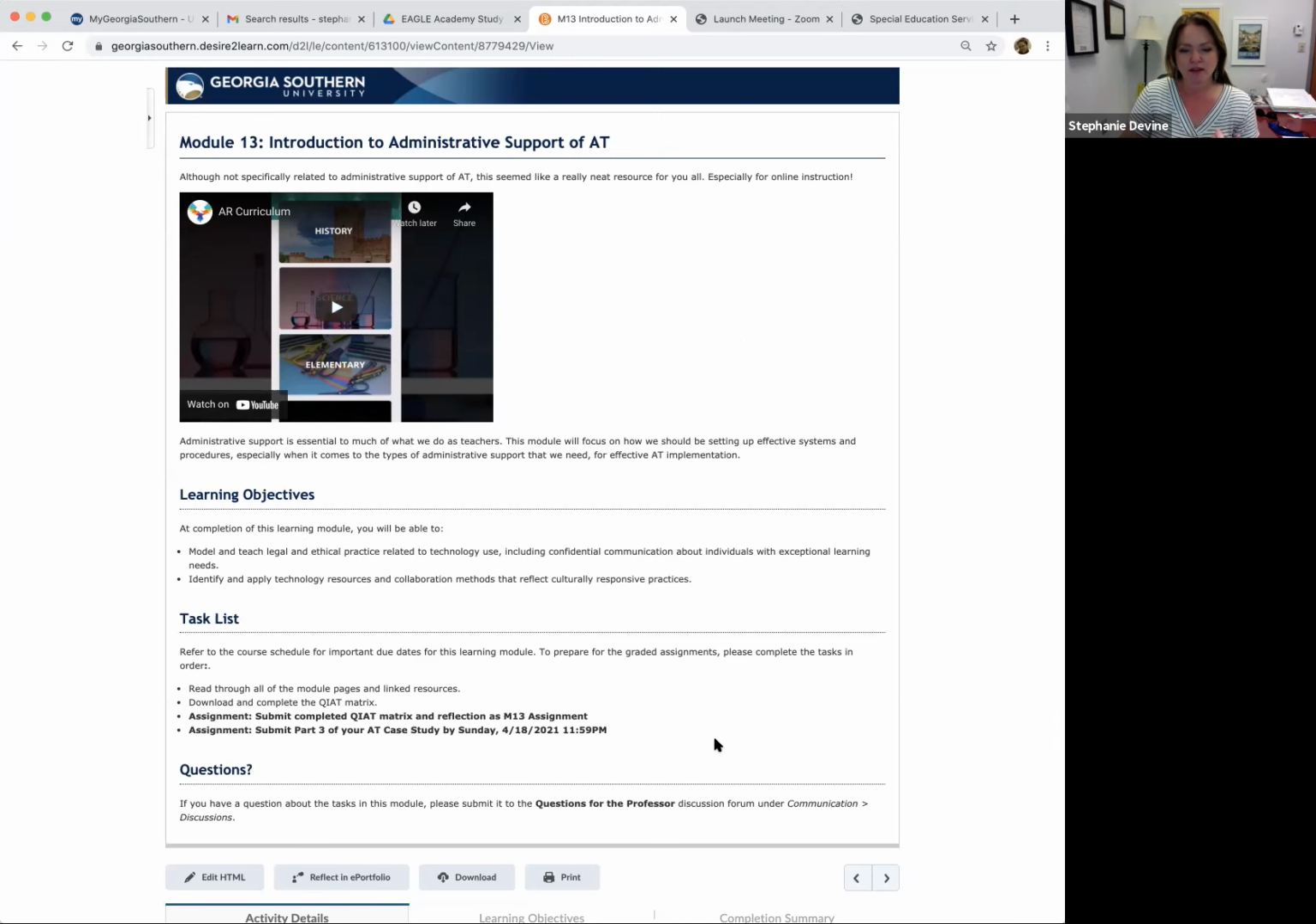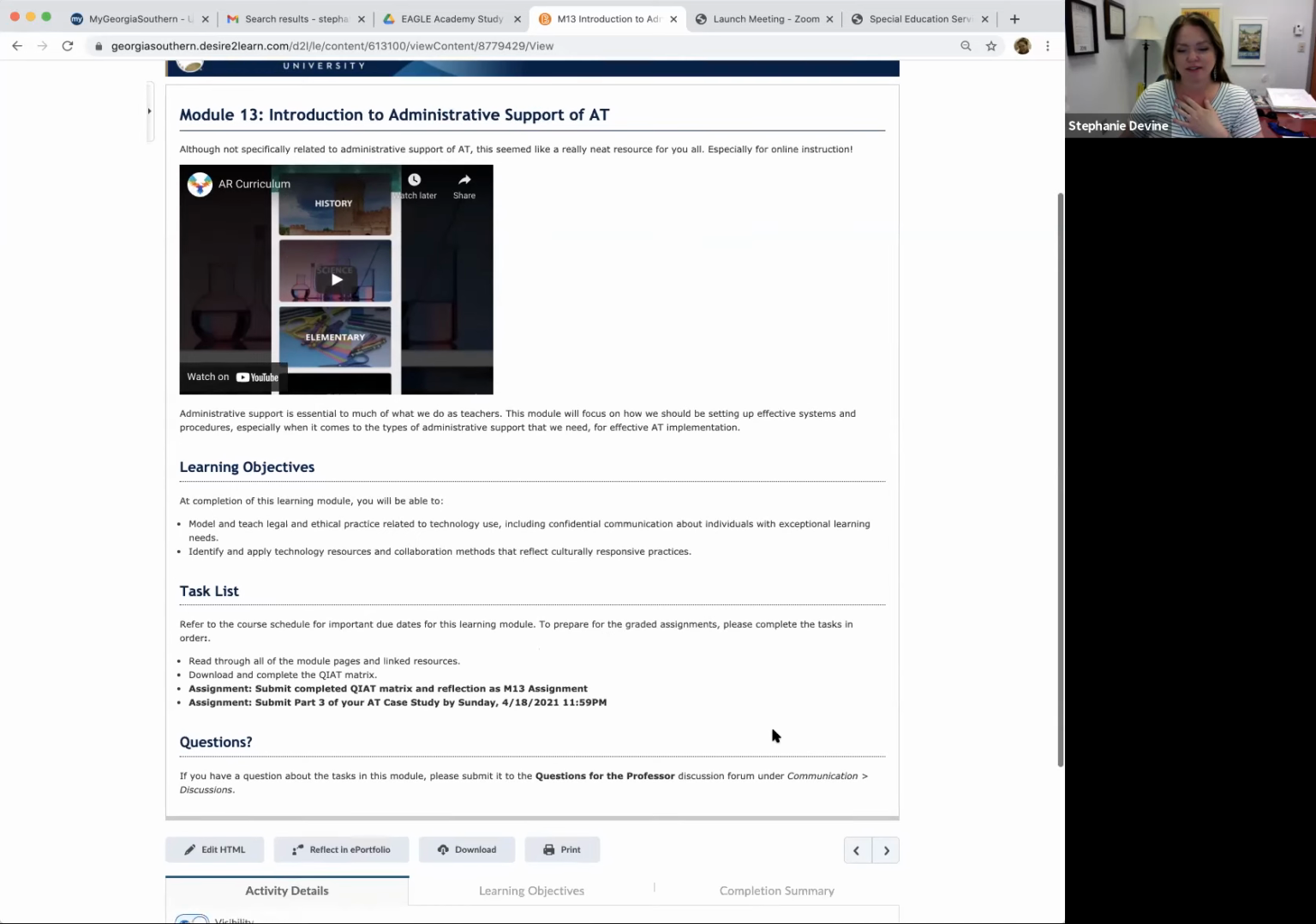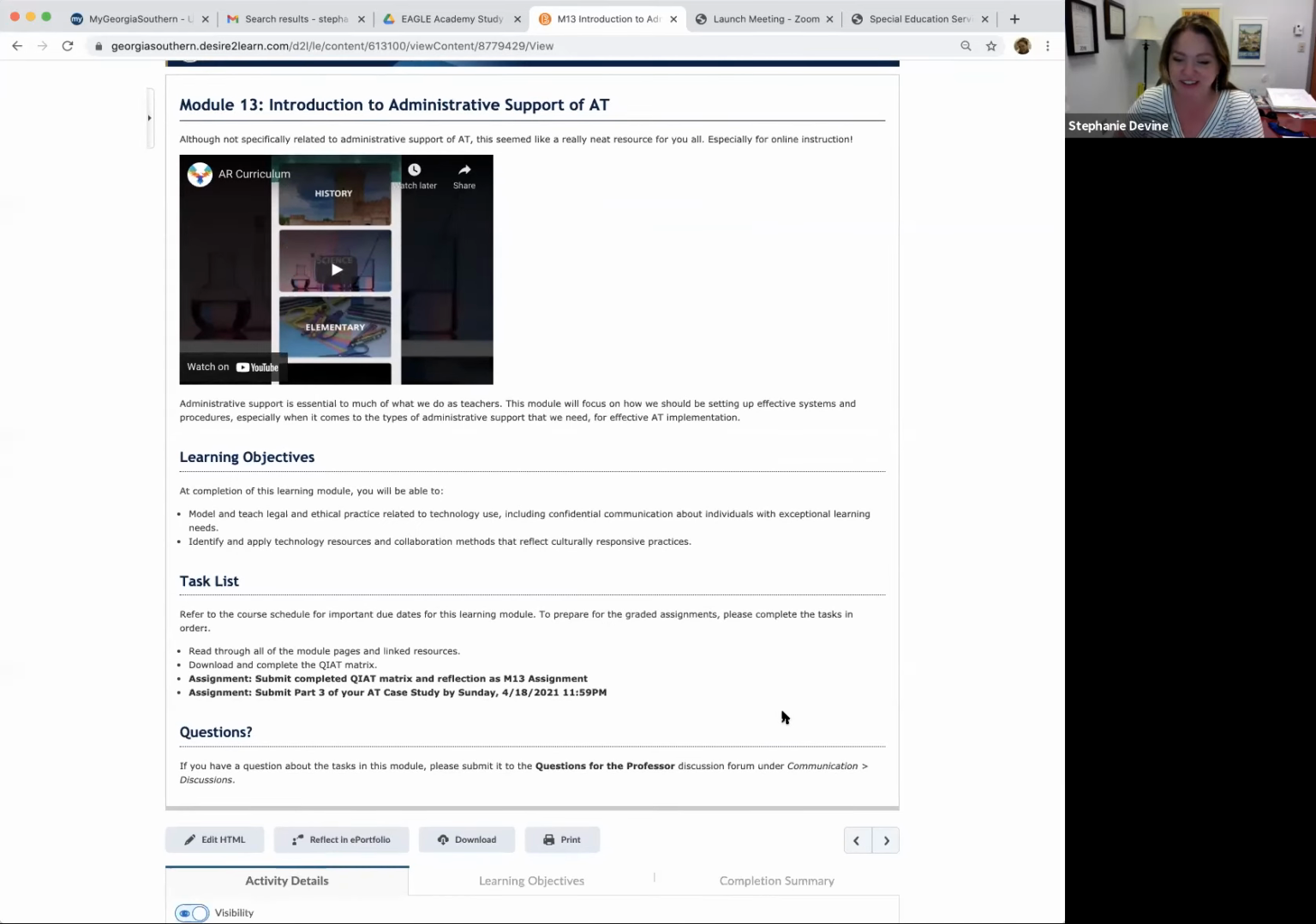There's a QIAT matrix that helps you rate how your school or district is doing on their standards. One of the assignments you have for this module is to complete that matrix on the school and/or district that you're currently in, or the one you've most recently been involved in.